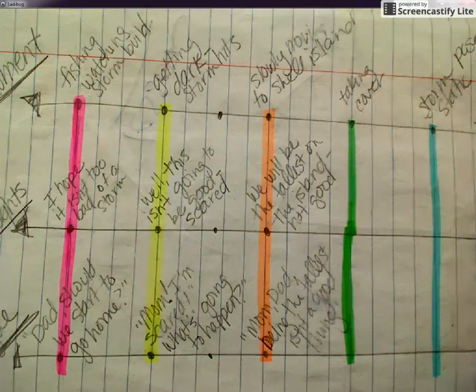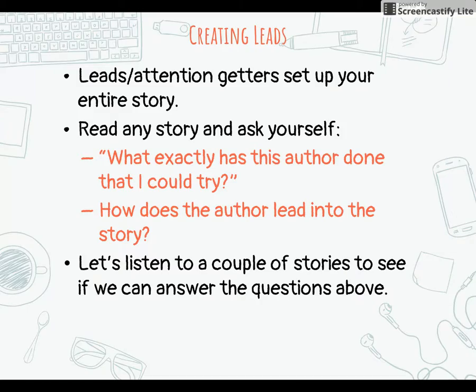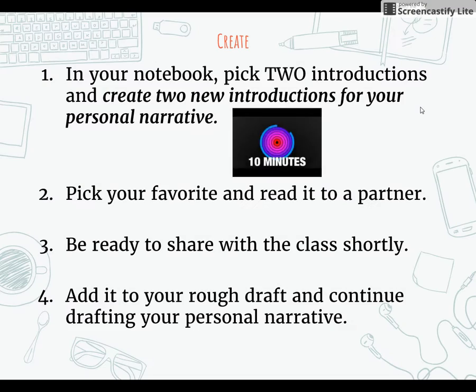Okay. Next thing that you're going to do is choose two of the leads, and you're going to try them out. You're going to create two different ones and apply them to your story. You're going to have about 10 minutes to do so. You can do it in your notebook. So turn to the writing section and create two new leads in your notebook.